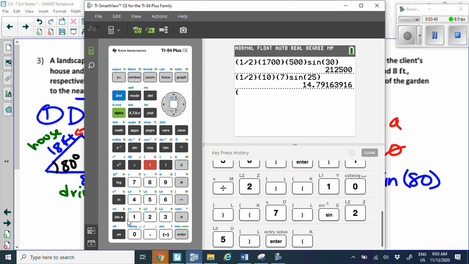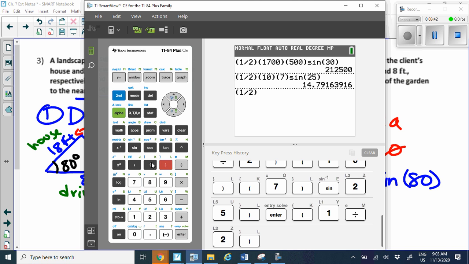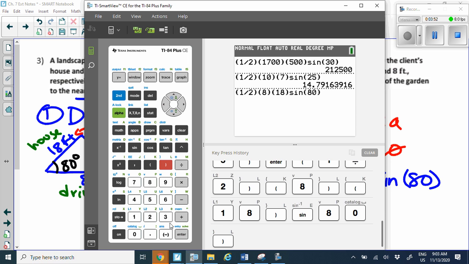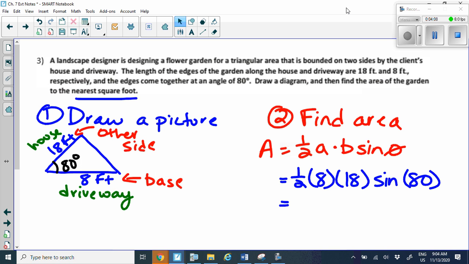So I do parentheses, 1 divided by 2 to represent the half, another parentheses to represent 8, another parentheses to represent 18, and then I do sine, and in this case of 80. And then I press enter. So we have 70.9. If we want to round, notice the 0.9, we got to round up. So to the nearest square foot, we're going to round up to 71. So our final answer here is going to be 71. We are using feet as our unit, so I'm going to have feet and then squared.